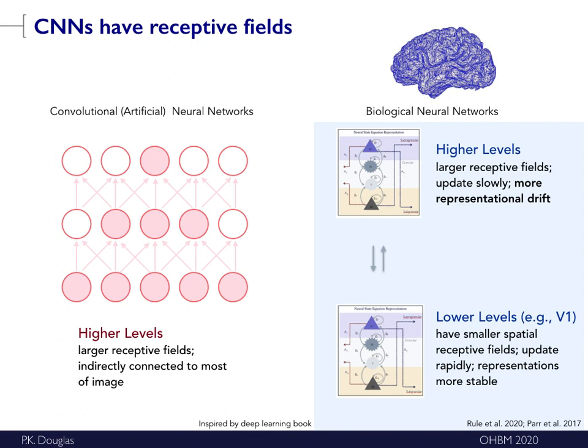Also, interestingly, like biology, convolutional neural nets have receptive fields. The units in the deeper layers of the CNNs have larger receptive fields. Similarly, higher levels of processing in the brain also have larger receptive fields and tend to have more drift in terms of the representations.